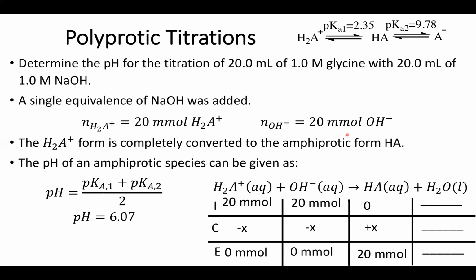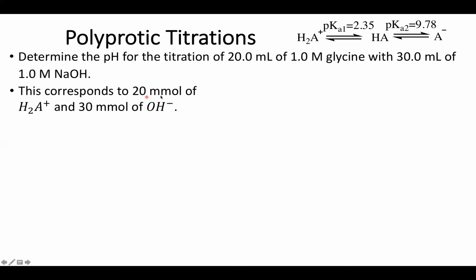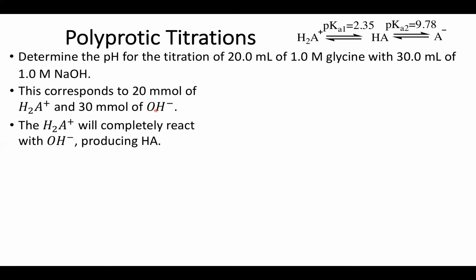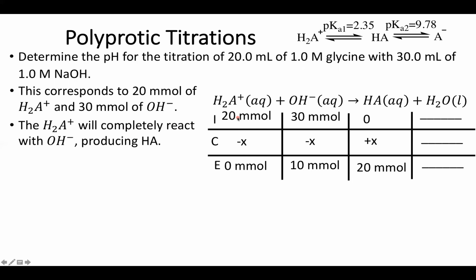Now let's go ahead and see what happens if we add another 10 milliliters of sodium hydroxide. So at this point, things start getting a little fun, as we've now added 20 millimoles of our acid and 30 millimoles of our hydroxide. So what we're going to find here is that we now have more hydroxide than we have H2A. So we will completely consume our initial acid concentration. As we see here, with less moles of H2A, as I consume it, we'll generate 0 moles of H2A, and we'll have 10 millimoles of hydroxide left, having generated 20 millimoles of HA.